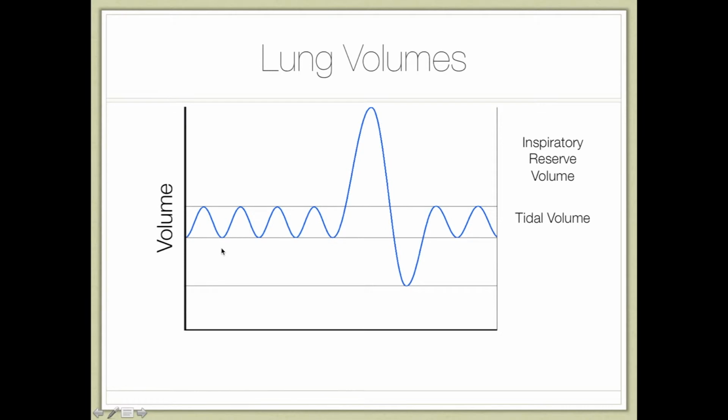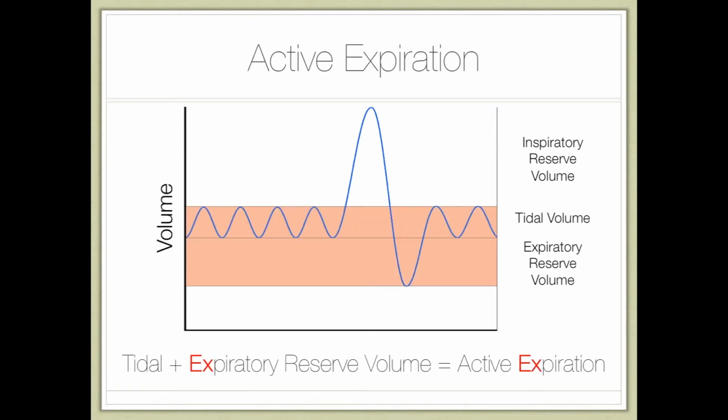Now we can see the last section of the graph. The individual is asked to breathe out more than their normal breath. This extra amount of air that's exhaled is known as the expiratory reserve volume. And the tidal volume plus the expiratory reserve volume is the amount of air we breathe out during active expiration. Again, this total volume is indicated on this graph.